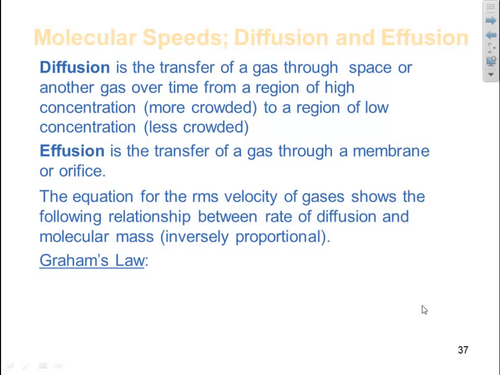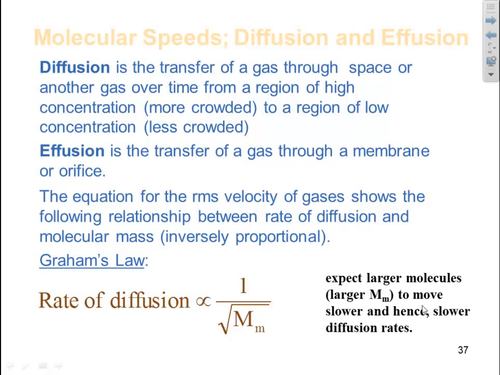This gets us to Graham's law. The rate of diffusion is proportional to 1 over the square root of the molar mass. We expect larger molecules, meaning larger molar mass, to move slower and hence have a slower diffusion rate. Once again, since this is in the denominator, as this number increases, the rate is going to have to decrease.